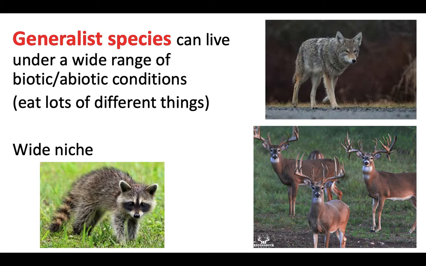To contrast that, our generalist species, these species can live anywhere, they can eat anything, right? Think like a coyote, they live all over the place, and they eat whatever they can get their hands on. Same with deer and trash pandas, right? They eat a lot of different things, and they can thrive in a variety of different conditions, biotic conditions and abiotic conditions. So they can outcompete a lot of different organisms, and they can deal with a lot of different physical stresses like salinity or moisture or heat.